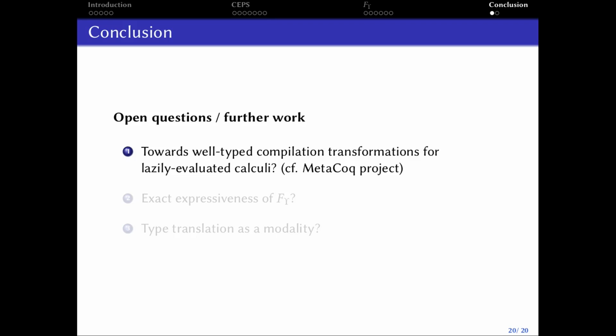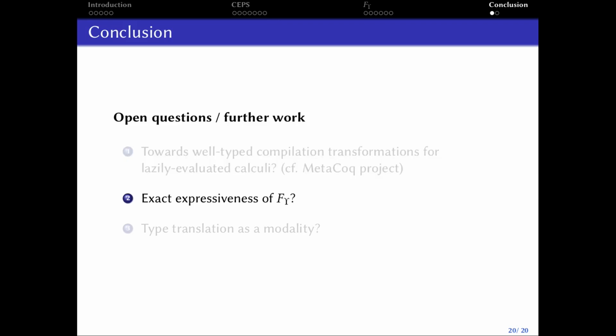A few open questions for the work. The first one is that we believe that this may constitute the first step towards the definition of well-typed compilation processes for calculi in call by need. Also, we would like to know what is the exact expressiveness of F epsilon, because we said that it was broadly F plus store types and subtyping relation, but actually it's a bit more than that, because we have some sized types, so we need at least a slight bit of dependent types, but of course this is way less than the usual type theory.